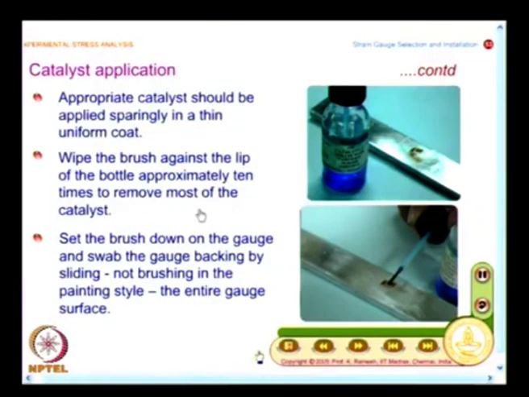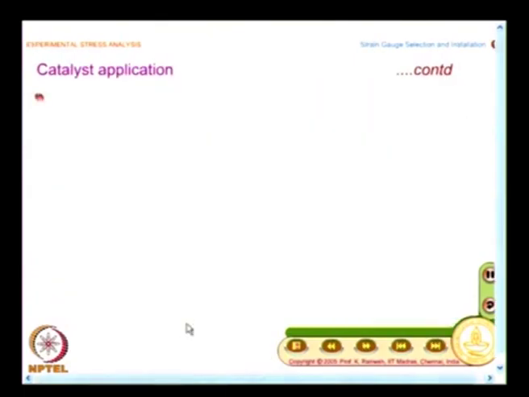See, it may sometimes look ridiculous that approximately 10 times, why not 9 times, why not 8 times? You do not ask questions there, because you want your strain gauge installation to be as good as possible. And also, while putting the catalyst, you must set the brush down on the gauge and swab the gauge backing by sliding, and you should not do brushing in the painting style, and this is to be done on the entire gauge surface.